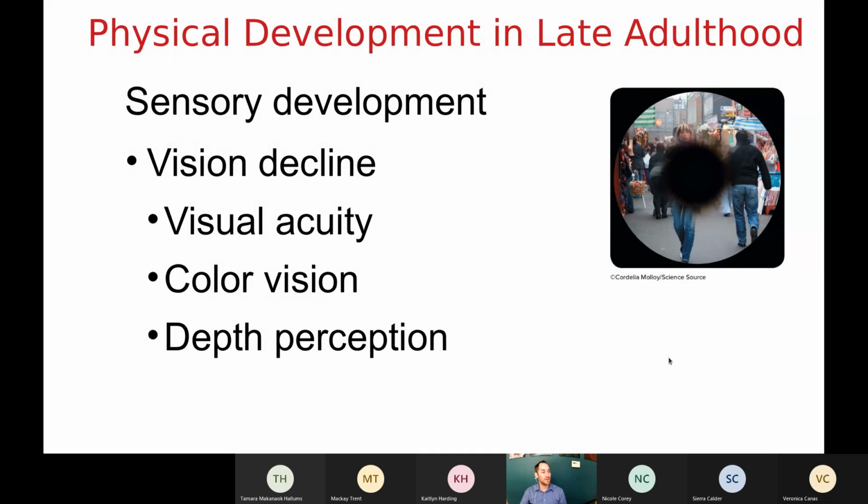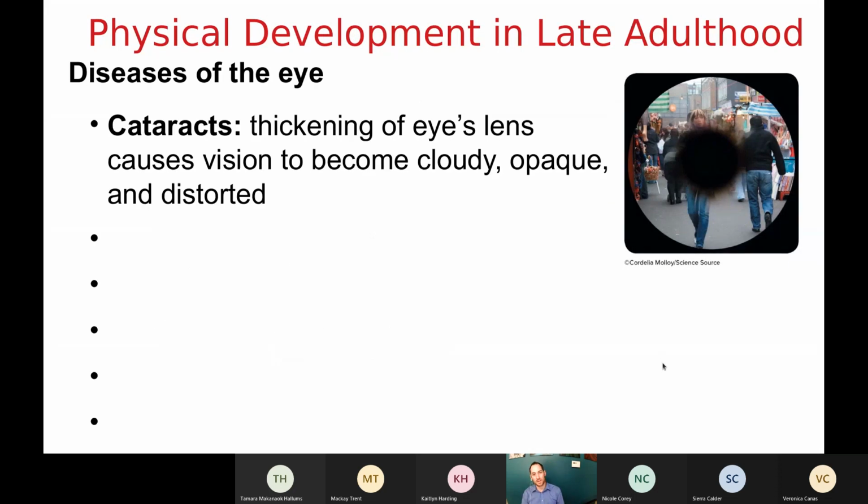So in late adulthood here, we're still talking about physical development. This is the last couple topics on physical development. So visual decline. Cataracts become a lot more common. That's a thickening of the eye's lens. So the lens in your eye is flexible.